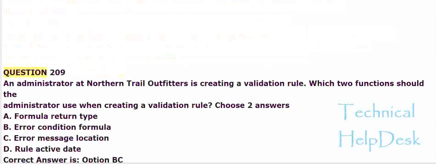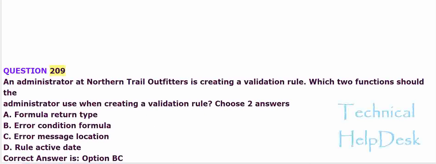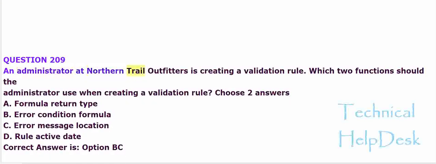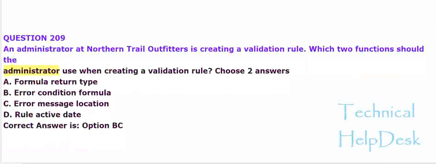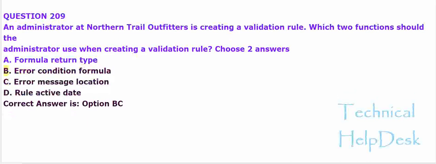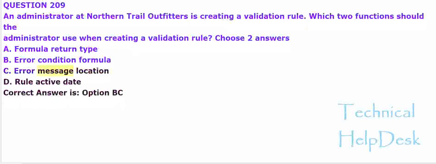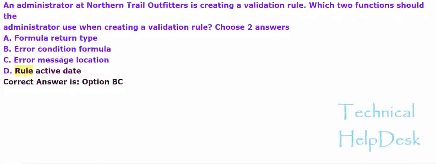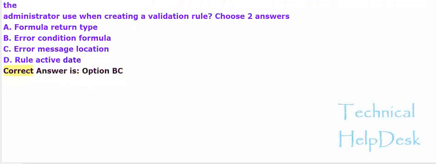Question 209. An administrator at Northern Trail Outfitters is creating a validation rule. Which two functions should the administrator use when creating a validation rule? Choose two answers. A. Formula return type. B. Error condition formula. C. Error message location. D. Rule active date. Correct answer is option B, C.